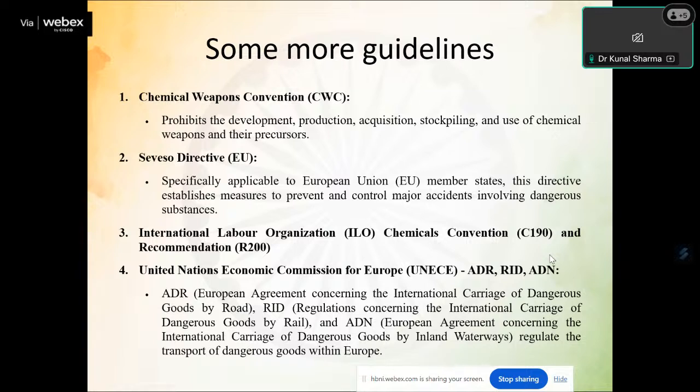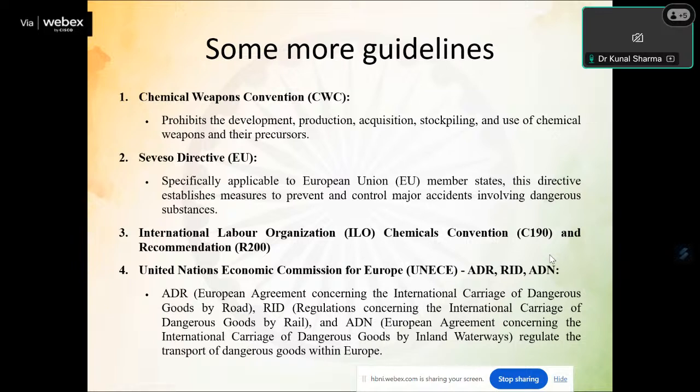Then we have one more international guideline of concern, which is basically European-based: the United Nations Economic Commission for Europe, ADR, RID, and ADN. ADR is the European Agreement concerning the international carriage of dangerous goods. RID is the regulations concerning the international carriage of dangerous goods by rail, and ADN is the European Agreement concerning the international carriage of dangerous goods by inland waterways. They regulate the transport of dangerous goods within Europe.